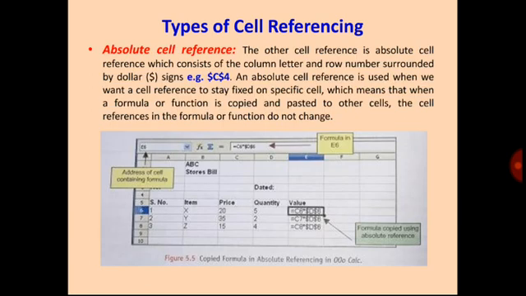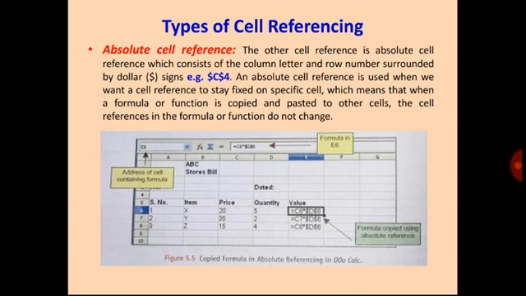The second is absolute reference. The other cell reference is absolute cell reference, which consists of column letter and row number surrounded by dollar sign. For example, $C$4. So we can notice that before column letter and row number, we place a dollar sign.